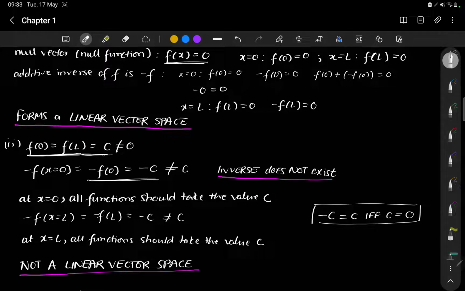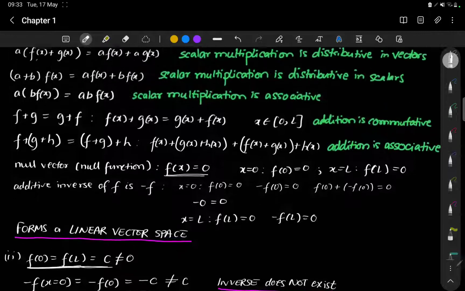So had this c been equal to 0, then this would have formed a linear vector space as we saw in the first part. But if this constant is not 0, then it does not form a linear vector space. So this is important. We need to see what the value of this constant is. For all non-zero values, it does not form a linear vector space. Only for this constant being equal to 0 do we get a linear vector space.